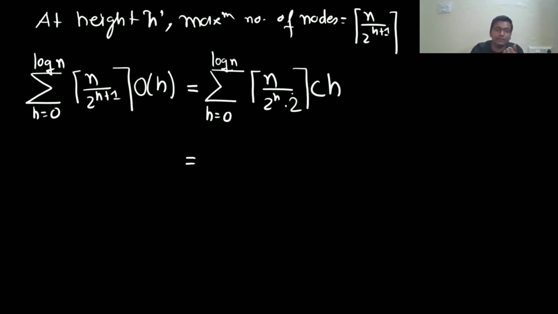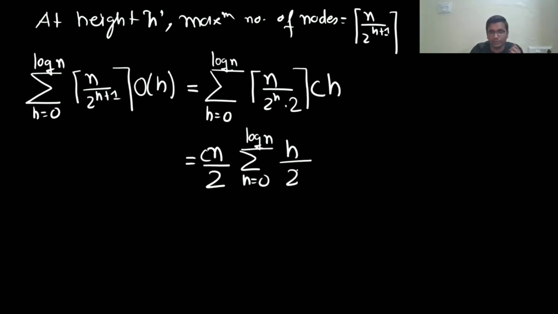So the constant terms I will take out. So n by 2 I am taking out. C also I am taking out, since c is a constant. Now it is going to be h equal to 0 to log n, and here it will be h by 2 to the power h.